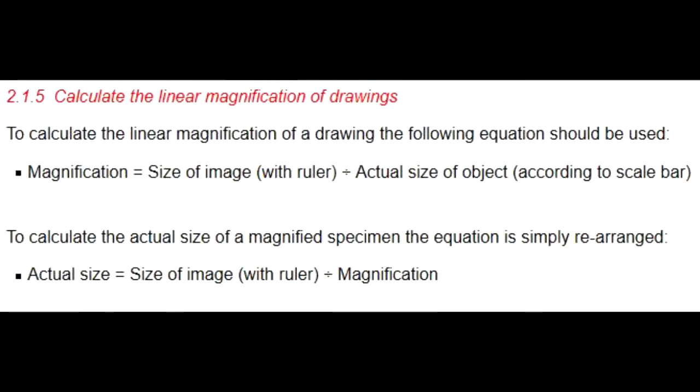Next, we're going to have to be able to calculate the linear magnification of drawings. This requires memorizing a fairly simple equation, which is magnification is equal to size of image divided by actual size of object. In the IB, we would be given 2 of these variables, and we would be expected to find the third variable through the use of simple algebra.